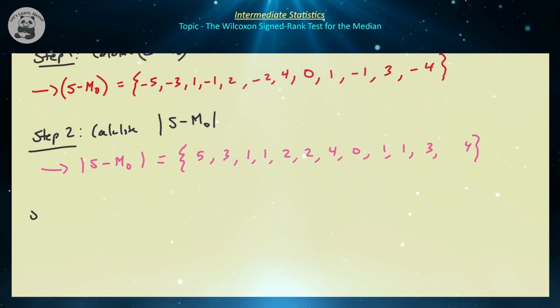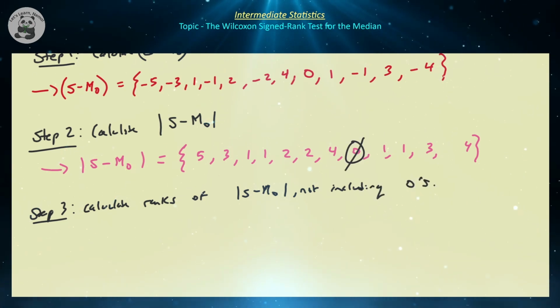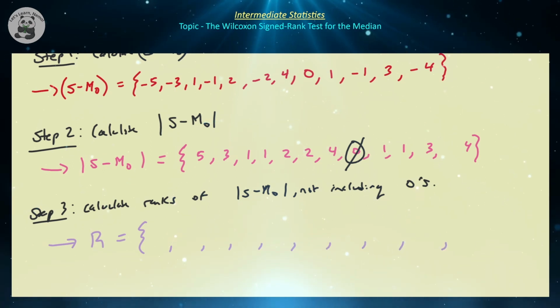And then step 3 is to calculate the ranks of S minus M0, not including zeros, right? So we're going to be ignoring that term there. Okay, so this is where the rank portion of the signed rank test actually comes in. So the ranks of these values are going to be as follows. So we're going to have how many values? We're going to have 5, 3, 1, 1, 2, 2, 4, 1, 1, 3, and 4. Okay. So what are the ranks of these values going to be?